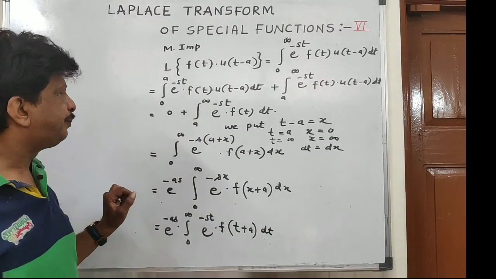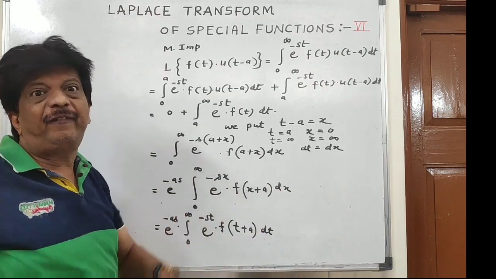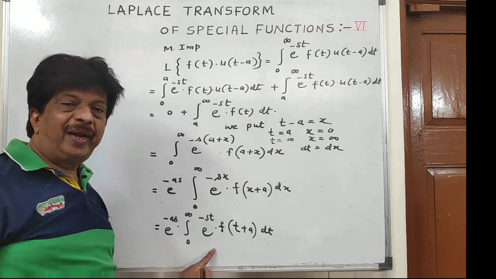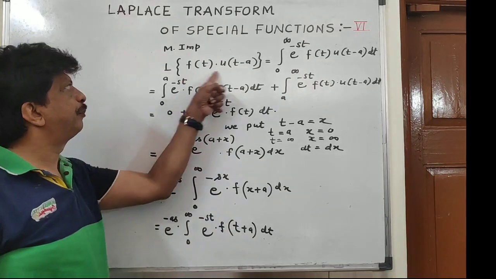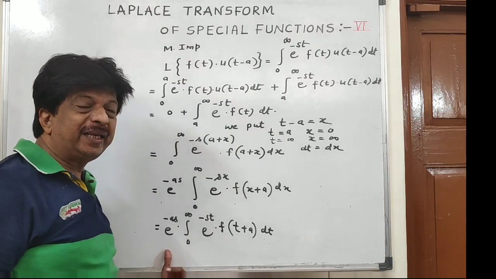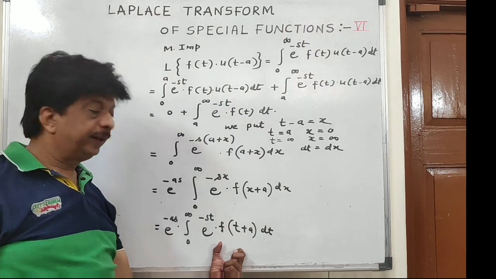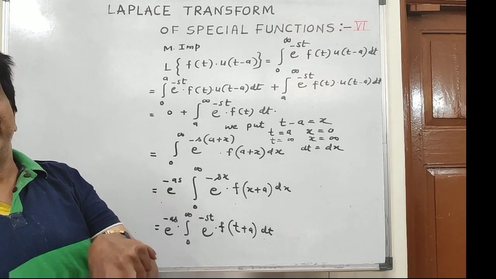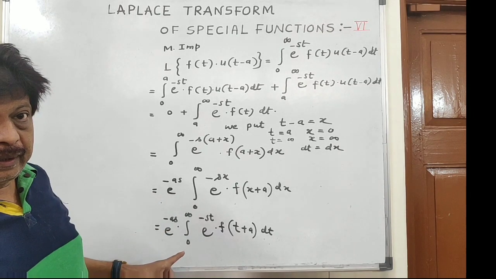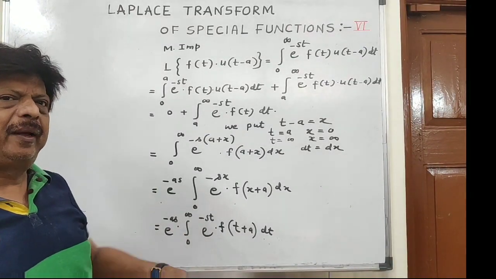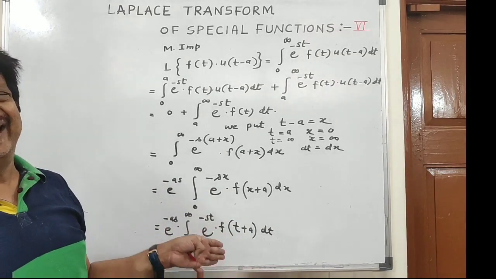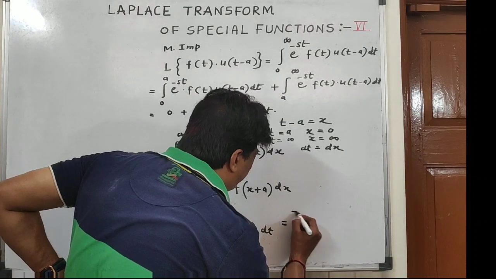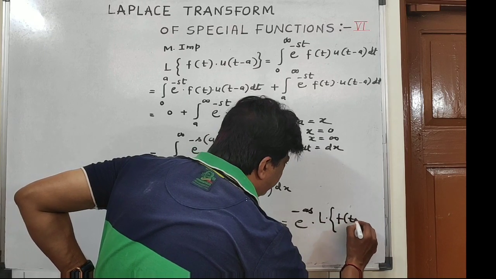As the integral is a definite integral, the dummy variable x can be replaced by t. It does not change the value of the definite integral, that is the property of definite integral. So, this is the deduced result of the Laplace transform of f of t into u of t minus a. That comes out as e raised to power minus as into this. And what is the meaning of this? Integral 0 to infinity e raised to power minus st into f of t is the Laplace transform of f of t. But here in this integral, instead of f of t it is f of t plus a. So this is nothing but the Laplace transform of f of t plus a. That is equal to e raised to power minus as into Laplace transform of f of t plus a.